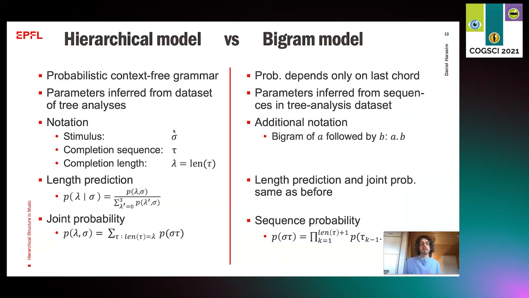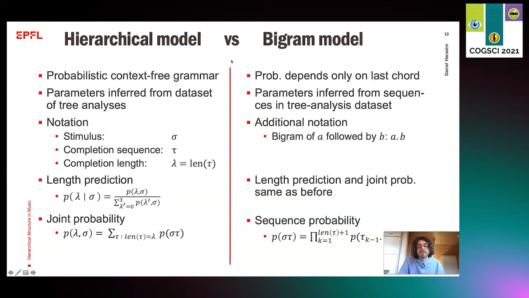So in other words, the question is, we want to test whether local information is already enough to predict the completion length. And for this we compare the hierarchical model with our bigram model. Bigram here is just another word for a pair of two chords that represents a chord transition. So the model could also be called local chord transition model.